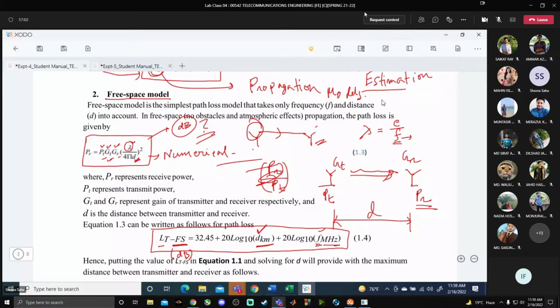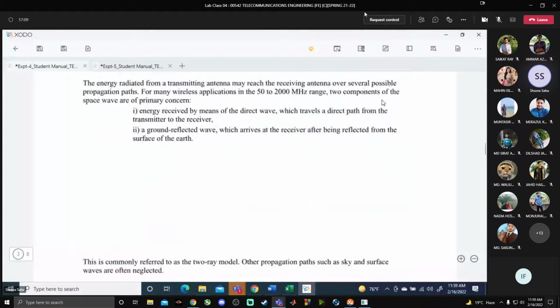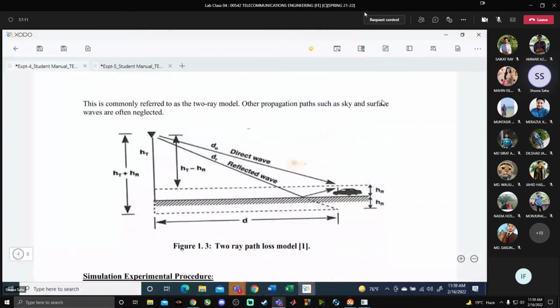No question. Now there is another model which is called the two-ray model, but in our practical application it is very rarely used. In the free space model, we consider only a single propagation path from base station to mobile station. Okay, free space, no obstacle.